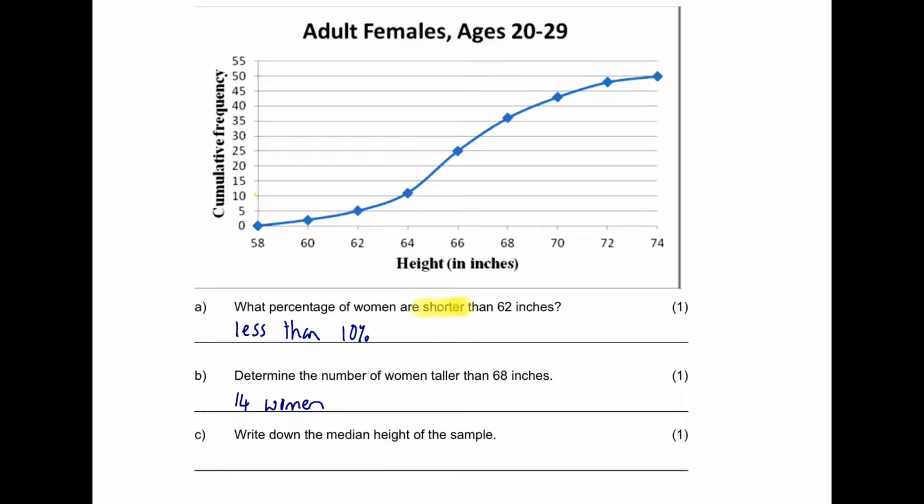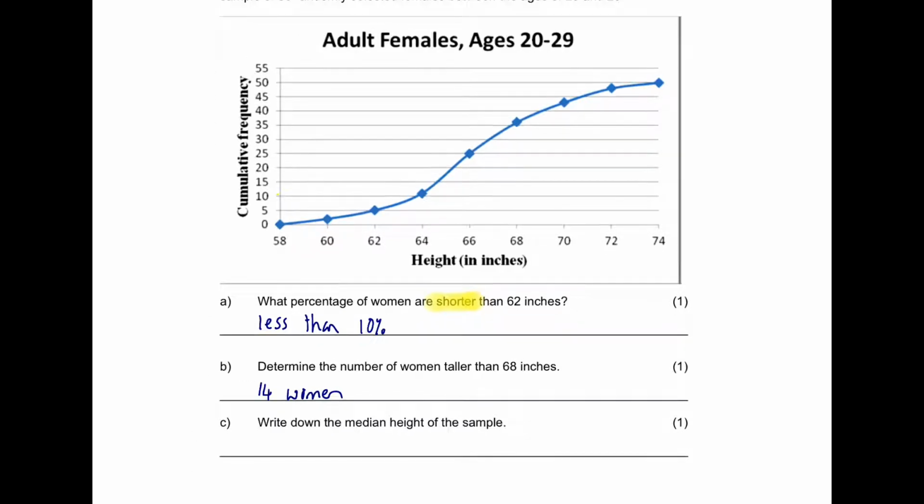Question C, write down the median height of the sample. So we know that the median is at around 25 or 25 and a half. So from 25, we go to the graph and read off the corresponding x value on the x-axis, and we get 66 inches.